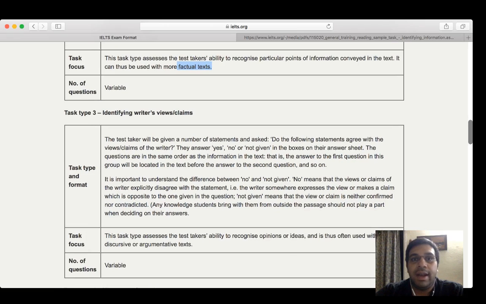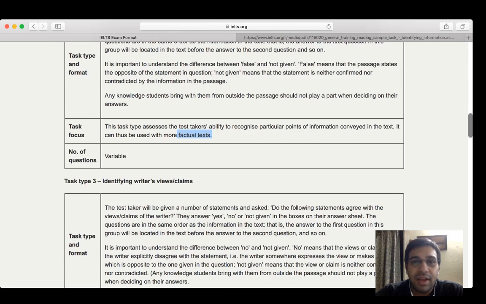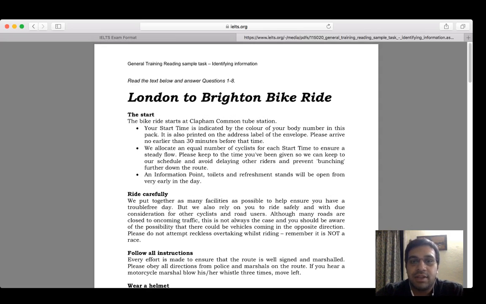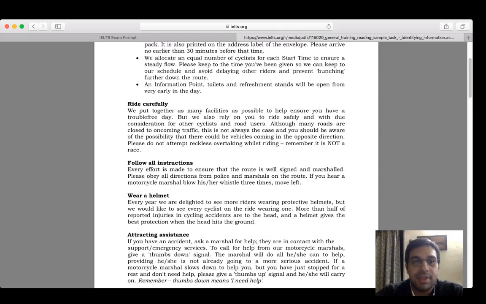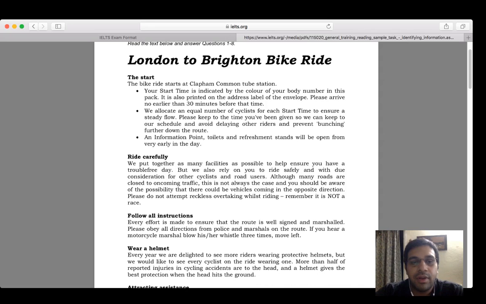Now I'll try to do a sample essay with you guys. Again, this is the essay given on the IELTS website itself, and if you'll see, this is basically an article about the London to Brighton bike ride, the start time for it, and the other things which are to be followed.